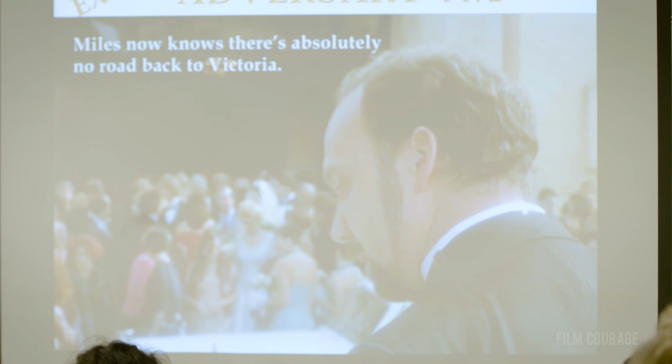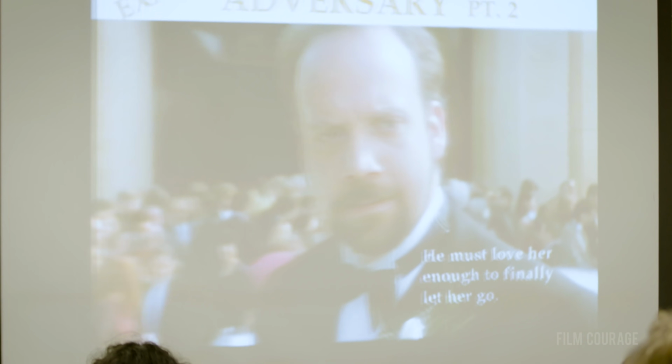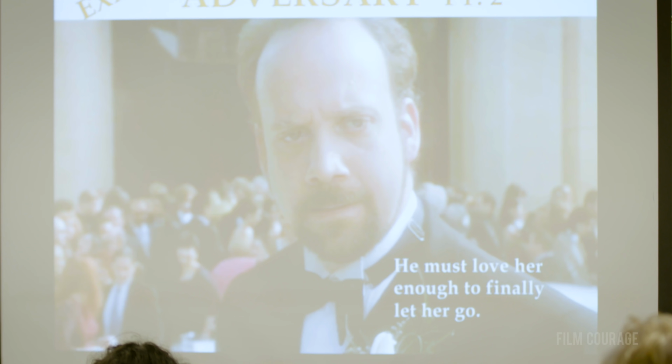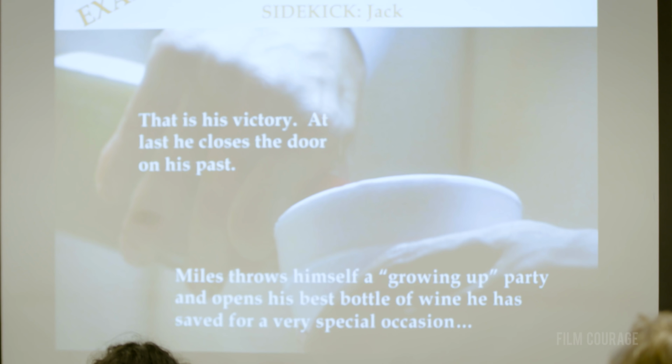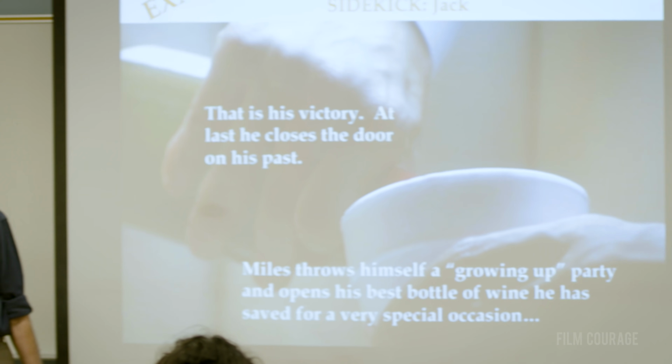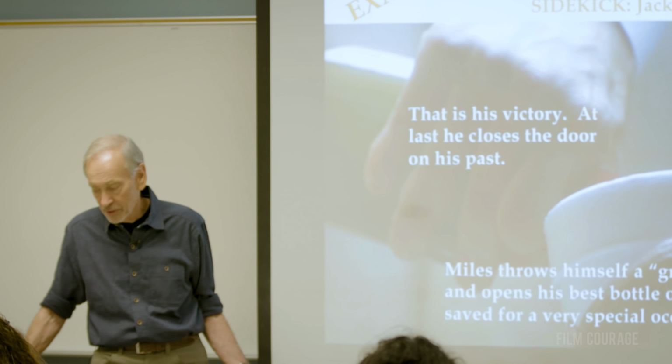And Miles now knows there's absolutely no road back. That's it. Her life is settled and set in another way, and he is not part of it. That's never going to happen. He must love her enough to finally let her go. And then there's this lovely little kind of quasi-denouement scene where that is his victory. At last, he closes the door on the past, and he throws himself a growing up party.